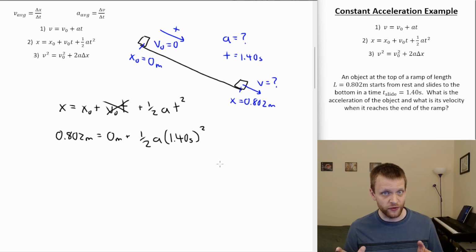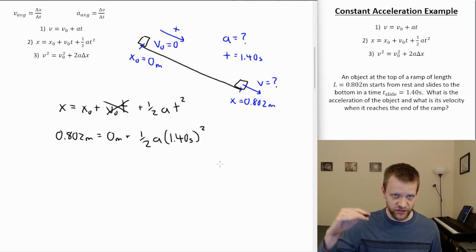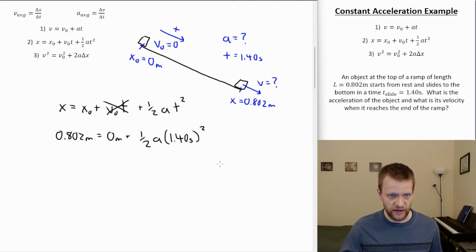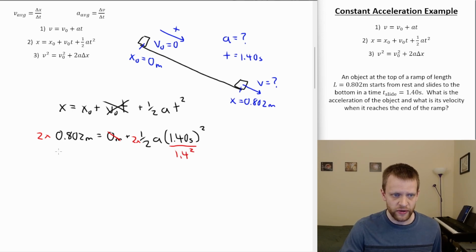Make sure you also don't forget to square values. It's really easy when going from one line to another to drop terms that are squared, for instance. Okay. So we can rearrange this equation. We can multiply both sides by 2. You know, this 0 term here doesn't really matter. And then we're going to divide both sides by 1.4 squared.